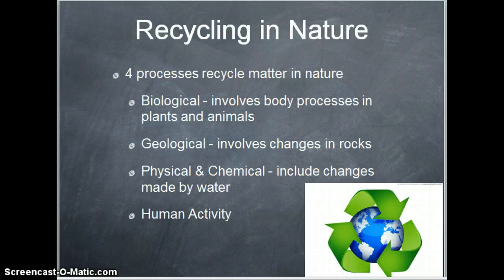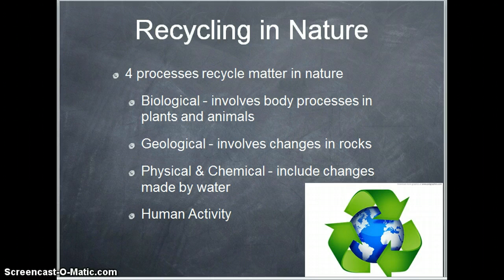Matter can move from one place to another using 4 different types of processes. Biological processes are ones that involve living things. When animals eat or drink, they take material into their bodies. They also release materials into the biosphere when they breathe out or eliminate waste.